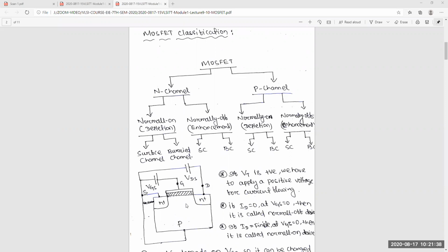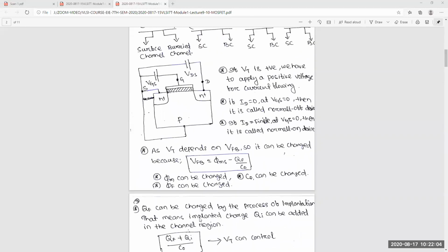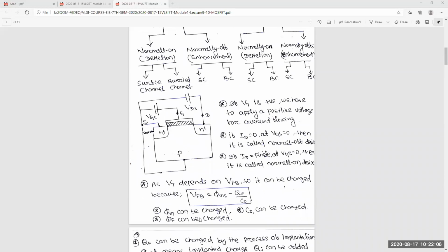Okay. So for that case, what happened? Initially, the channel is implanted. Suppose it's an N-type MOSFET, so the channel is implanted with electrons. So the channel is already formed. Without giving any voltage, or at 0 voltage, current will flow. So that is the difference between normally off and normally on devices. Is everyone clear or not? Yes, sir.